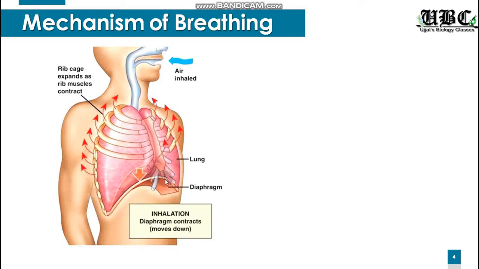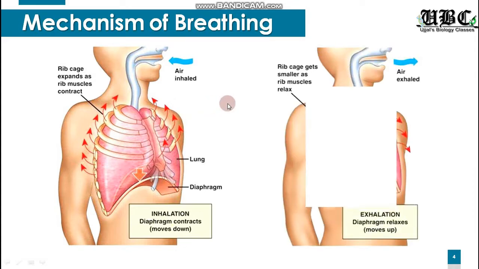So ultimately, when these two events take place, the volume of the thoracic cavity increases. As we know, when the volume increases, the pressure decreases. So outside, in the atmosphere, the air is at higher pressure, and that is why the air rushes inside the lungs to fill that empty space.